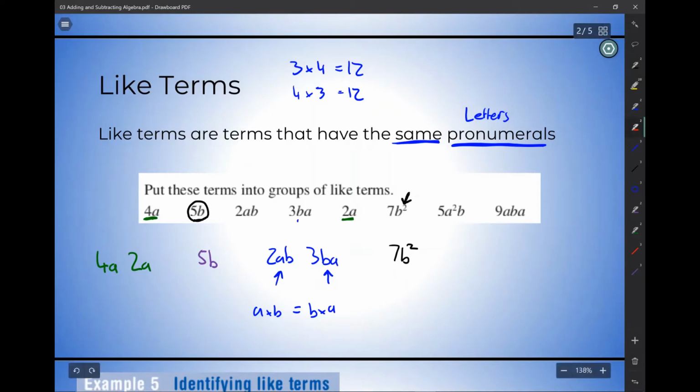And our last set of terms are actually also like terms. Because this one is a squared b, but what does a squared mean? It means a times a. And over here we have a times b times a. Remember, order doesn't matter when we're talking about like terms. As long as we have the same letters on both sides, they are like terms.